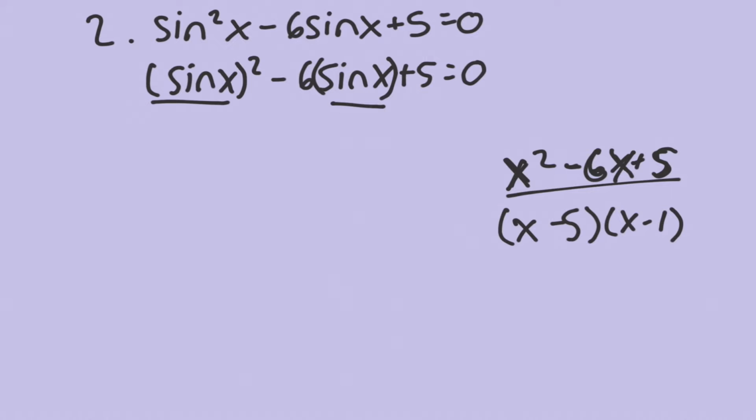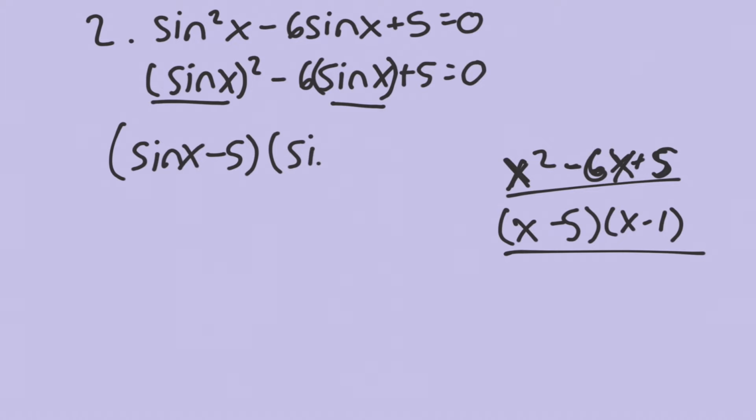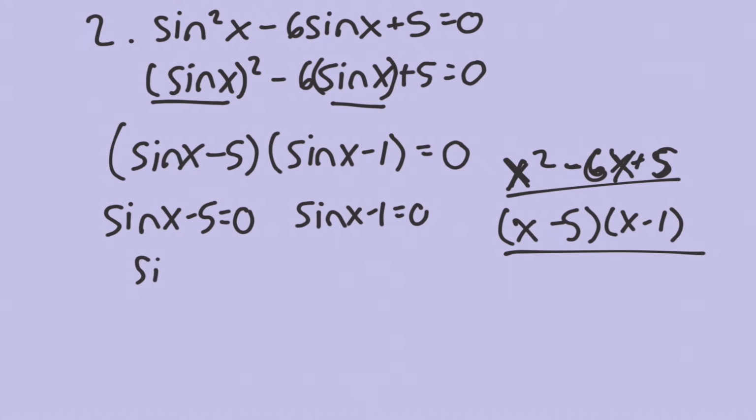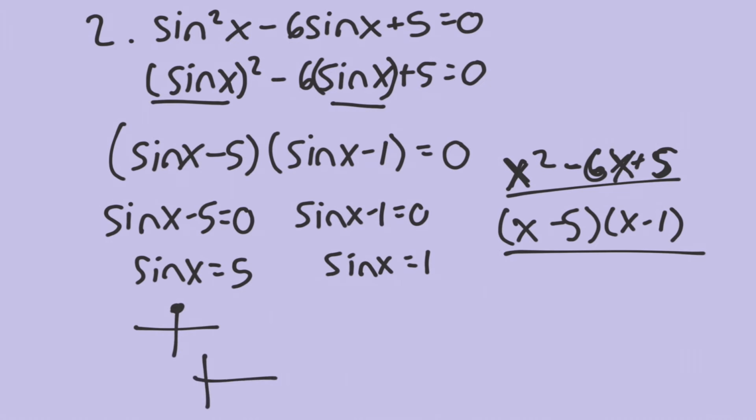When we factor it, it's going to be the same as this, but instead of those x's, it's going to be sine of x minus 5 and sine of x minus 1. Now we can set both factors equal to 0 to solve. Sine of x equals 5, we're looking for an angle where y is 5. If you think of the unit circle, the highest y value we get is 1. Or if you think of a sine graph, the highest you're going to get is 1. So this won't give us any solutions.